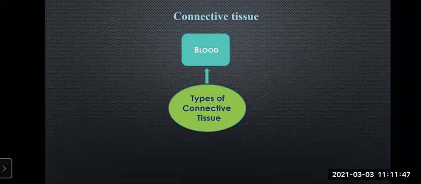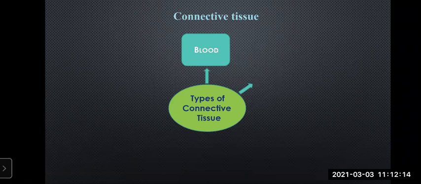It carries the waste material that is absorbed from different tissues. It carries oxygen from the lungs to different parts of the body. It carries deoxygenated blood to the lungs for purification. So this is how the blood connects each and every organ of our body. Hence, it is known as connective tissue.